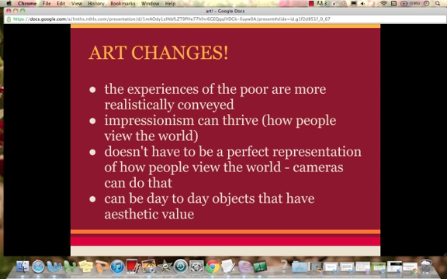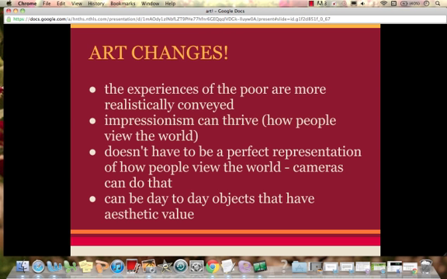The other thing is the idea of impressionism can really thrive. How people see the world, how we view certain situations, can be conveyed in art instead of art representing just factually what had happened. Art doesn't have to be a perfect representation of how people view the world. We already kind of covered this because cameras are able to do that. They can take pictures, especially handheld cameras, which became more popular in the 1960s.